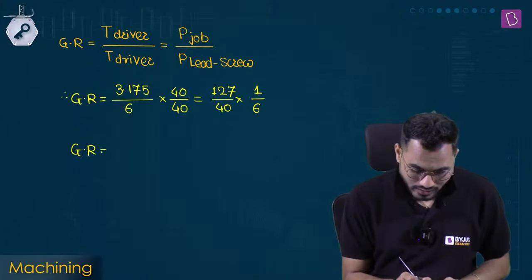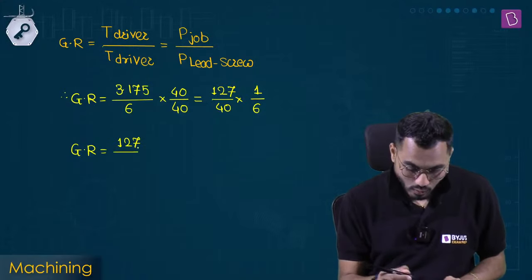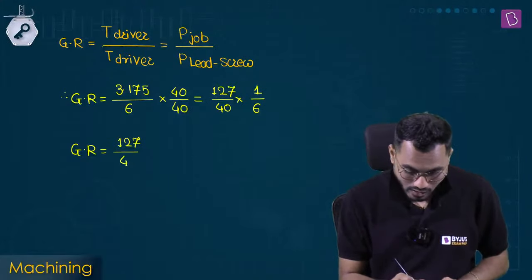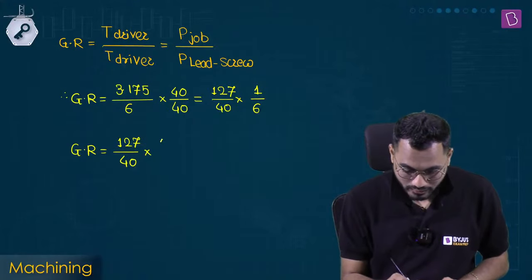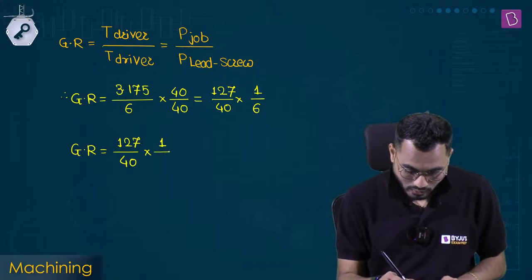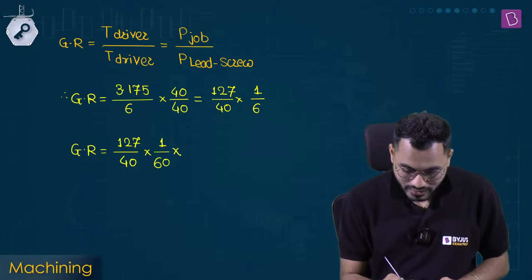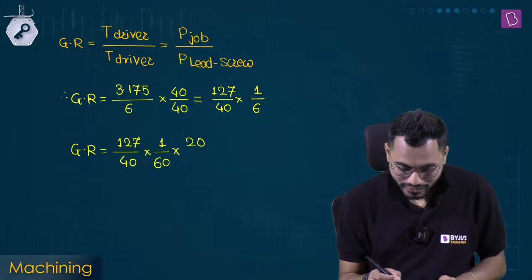So the gear ratio is exactly equal to 127, the number of gear teeth of the special gear, over 40, compound gear teeth, times 1 by 60. So whatever this 1 by 60 is, you multiply by 20 and divide by 20.